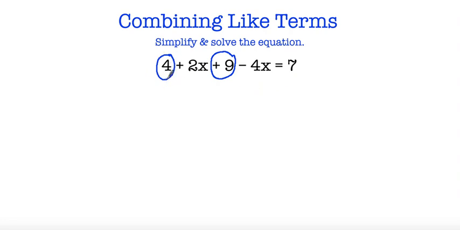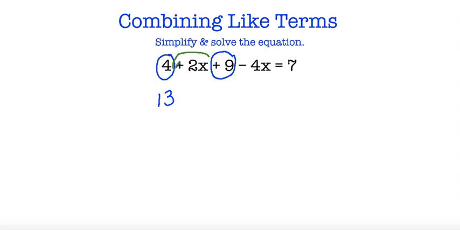So here I have a positive 4 and a positive 9. And because they're both positives, I could just add them up. So 4 plus 9 is 13. And now that I'm done combining my constants, I'm going to look through the left side of the equation and see if there's anything else I could combine.